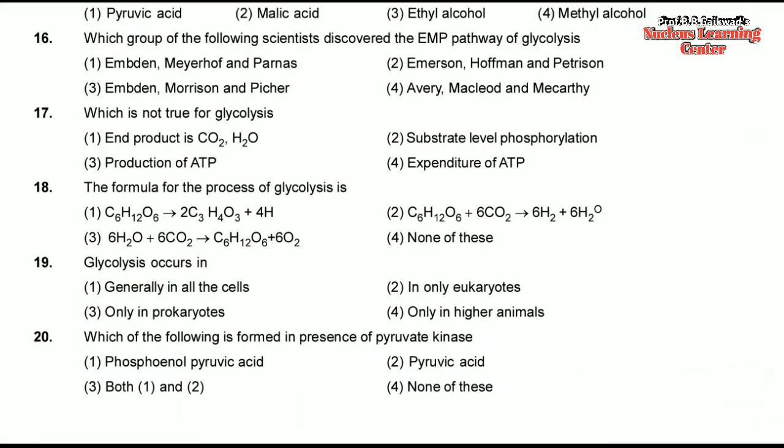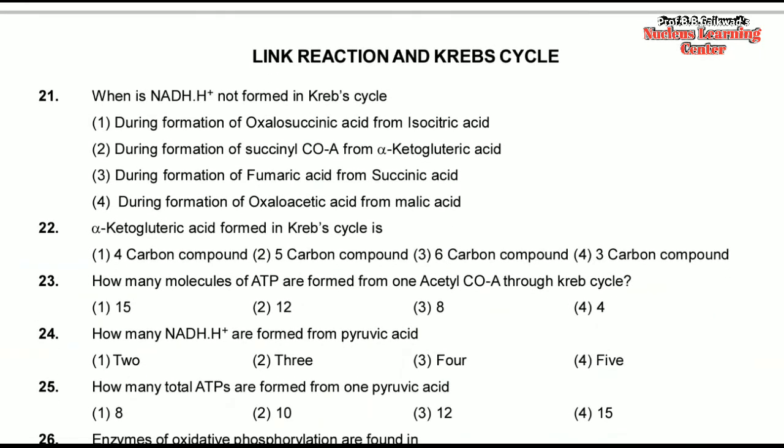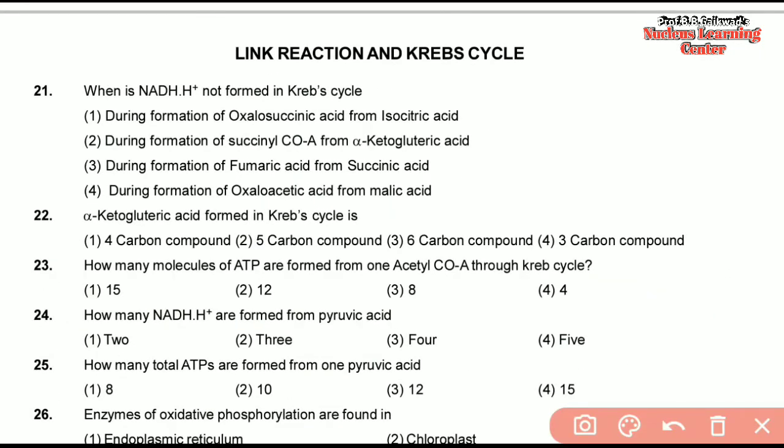Next question is, when is NADH plus H plus not formed in Krebs cycle? So keep in mind, during the formation of fumaric acid or fumarate from the succinate, there is no formation of NADH, but there is a formation of FADH2.